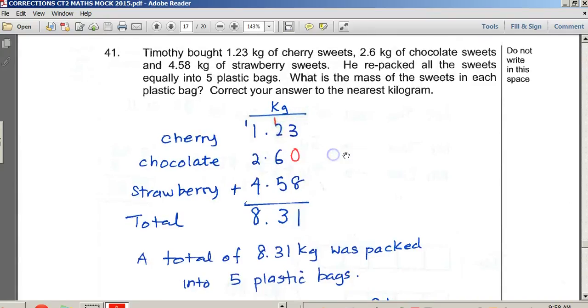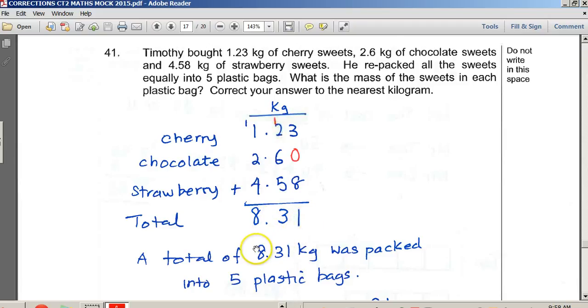Let's take a look at this. Timothy bought 3 types of sweets: cherry, chocolate, and strawberry. He repacked all the sweets into 5 packs. First, add them up. When you add them up, especially for this 2.6, remember to put a 0 here. As you align all the decimal points, you should be able to add them up correctly to 8.13.